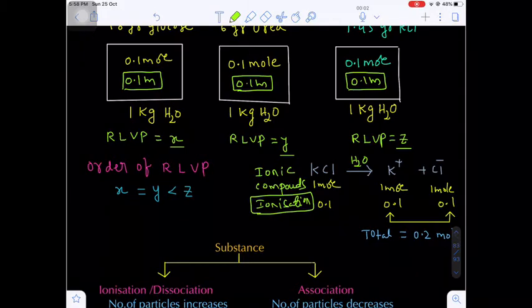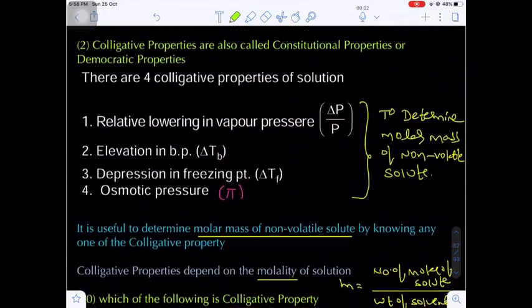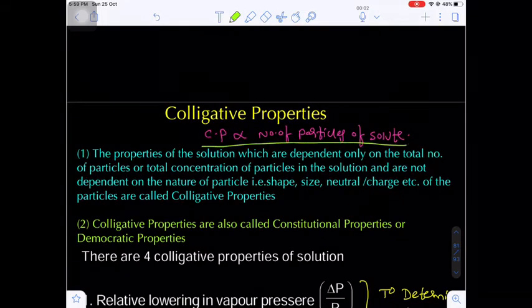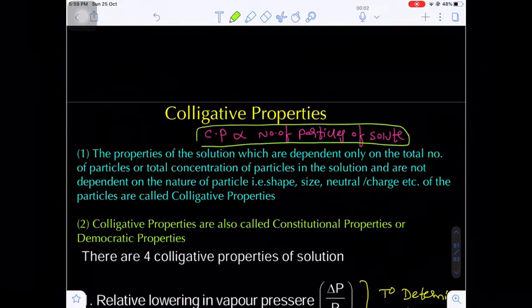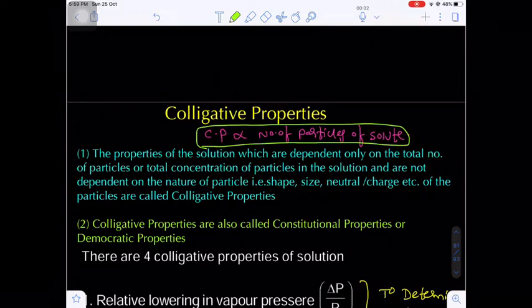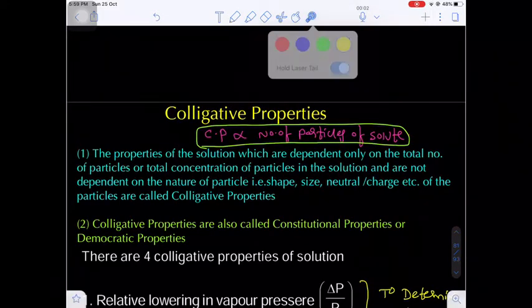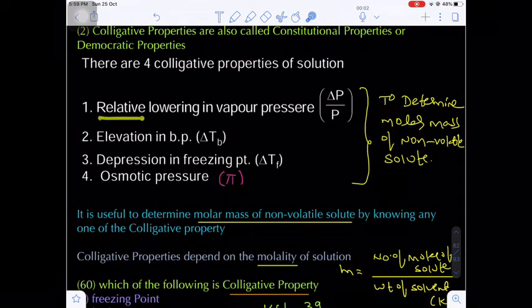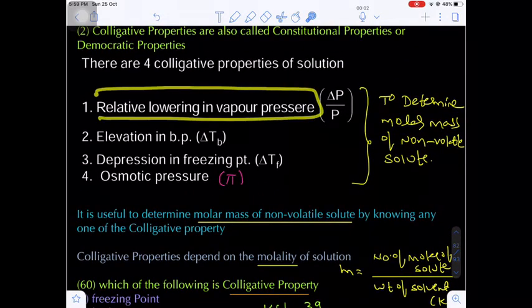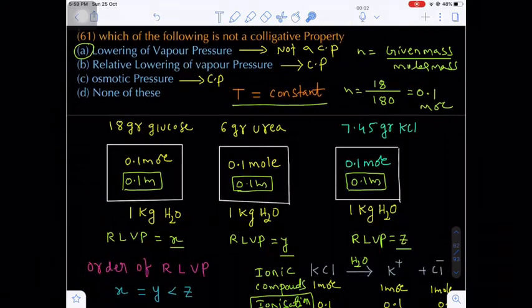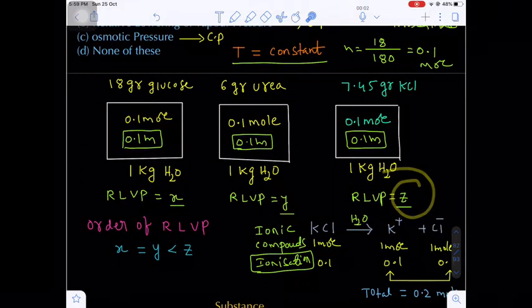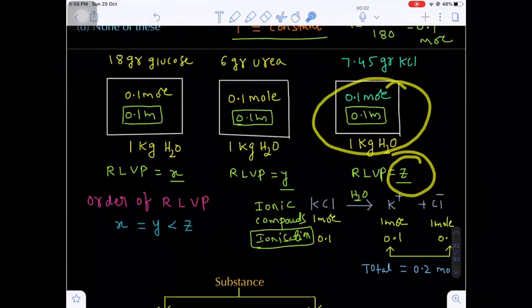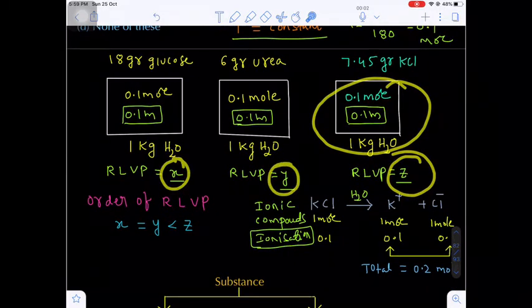Yes. Because the number of solute particles increases, we know the definition of a colligative property: colligative properties are directly proportional to the number of solute particles. That means as the number of solute particles increases, the colligative property value increases, especially the relative lowering of vapor pressure. It increases in solution number 3, that will be solution Z, the third solution, whose RLVP will be Z. That means the X value and Y value here are the same.